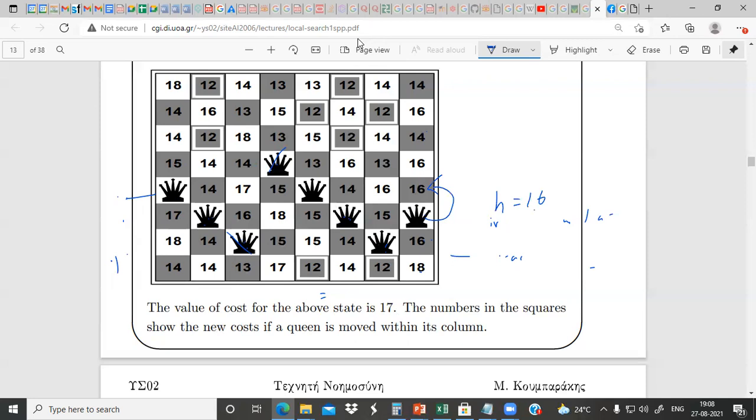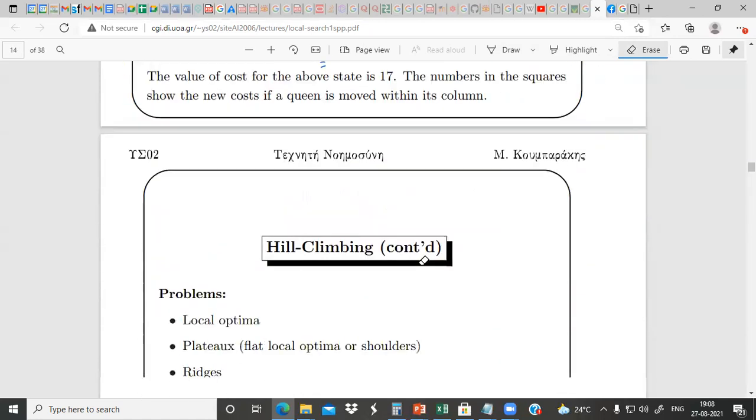So if you are not moving this queen, but you move this queen here, then the H value will be 13. If you move this queen here, then the H value will be 15. So basically it shows the H value if any one of the queens moved to a different location, based on our constraint that the queen can move only in that particular column, right? Okay.